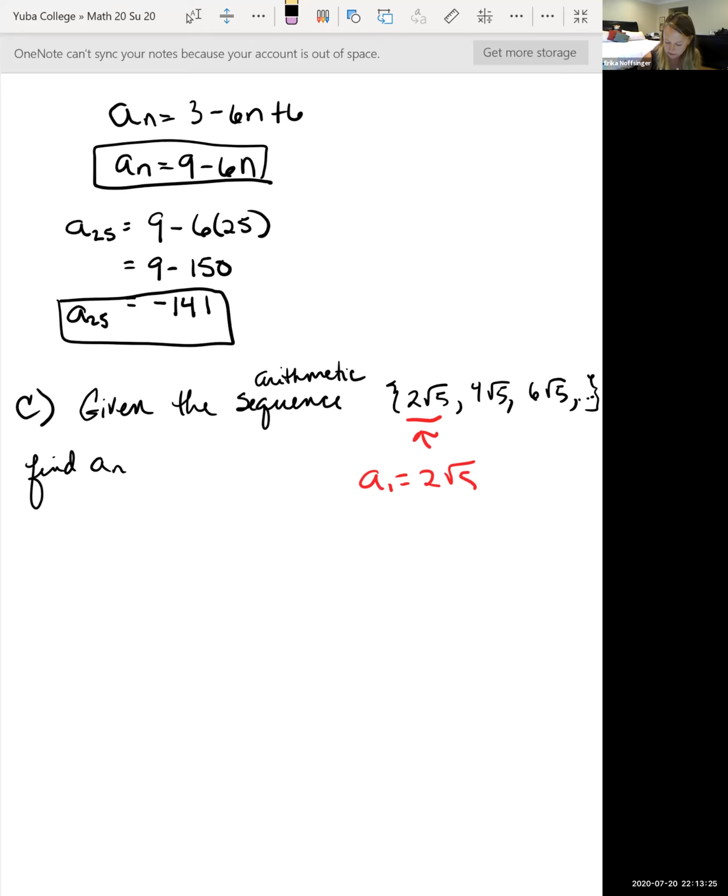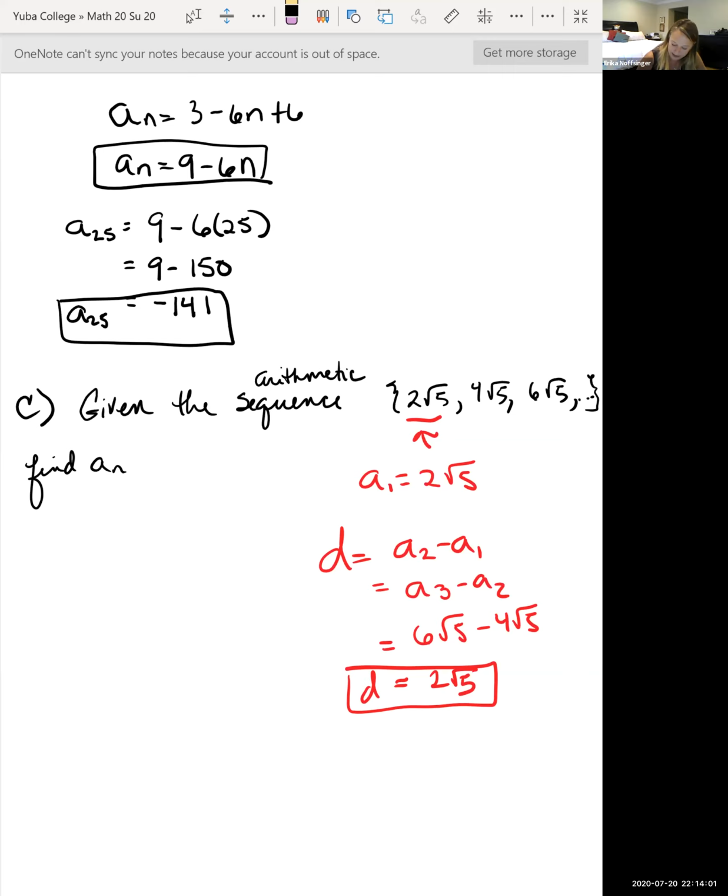Then I can figure out what d is. D is equal to any term minus the term right before. So a sub 2 minus a sub 1 would be the same thing as a sub 3 minus a sub 2. So it doesn't matter which one you choose. So if I did 6 root 5 minus 4 root 5, by the rules of adding and subtracting radicals, same radical, same index, we can just add or subtract the numbers in front. 6 minus 4 is 2, and then root 5. That's our d.